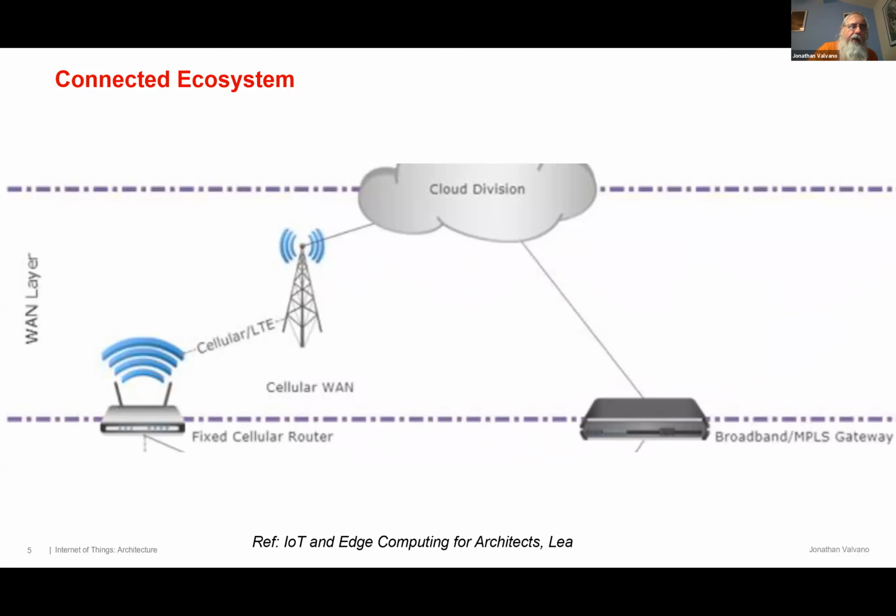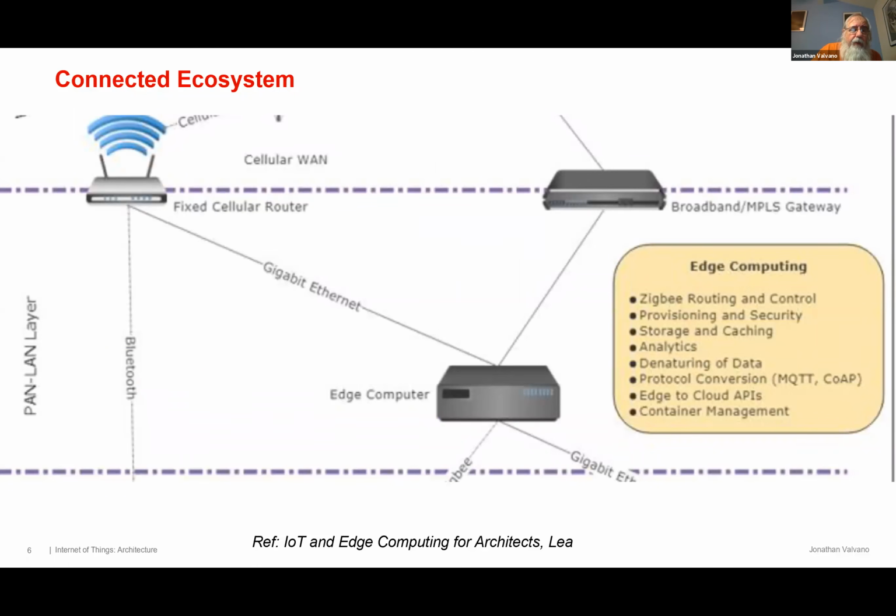And then the middle layer, again, the wide area network, that's the internet, okay? That's the things that go long distance, whether that be the broadband backbone of the internet or cellular. And then the personal area or local area network layers. This is where we're going to sit mostly in this class.